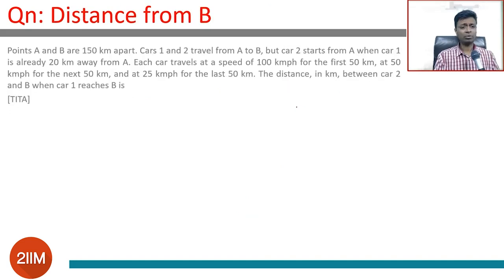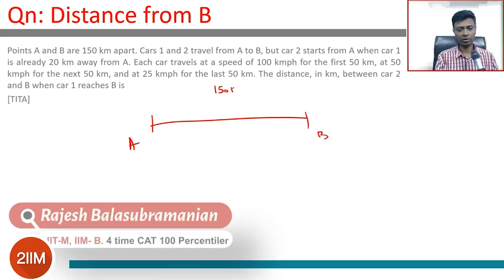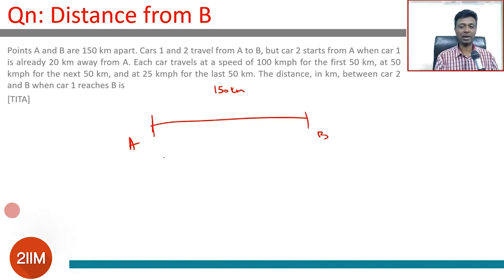Points A and B are 150 kilometers apart. Let's draw this: A here, B here, 150 kilometers. Cars 1 and 2 travel from A to B, but car 2 travels from A when car 1 is already 20 kilometers from A. So car 1 starts first, then car 2 starts. Each car travels at a speed of 100 kilometers per hour for the first 50 kilometers, 50 kilometers per hour for the next 50 kilometers, and 25 kilometers per hour for the last 50 kilometers.